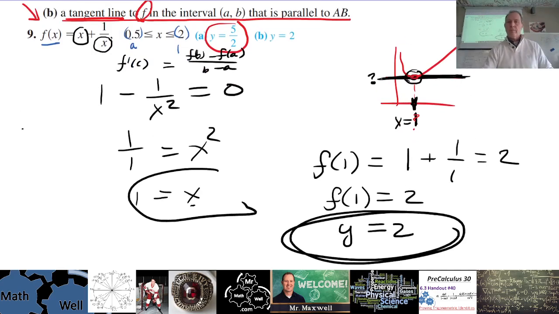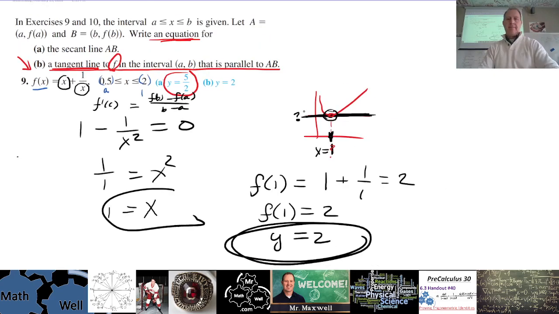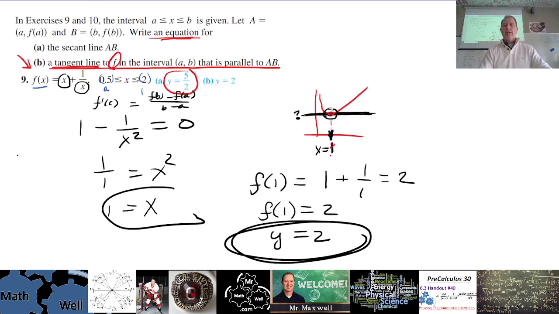Where did your squared go from 1 over x squared equals 1? I took the square root. The square root of 1 is 1. Seems very silly that I didn't do that. Okay, does that help? Questions on that? All right, these aren't easy questions. They definitely take some thought.